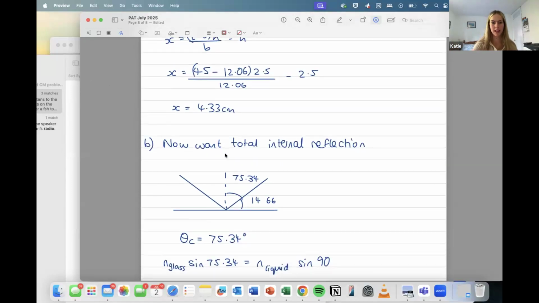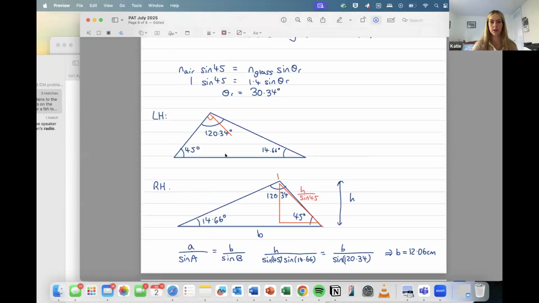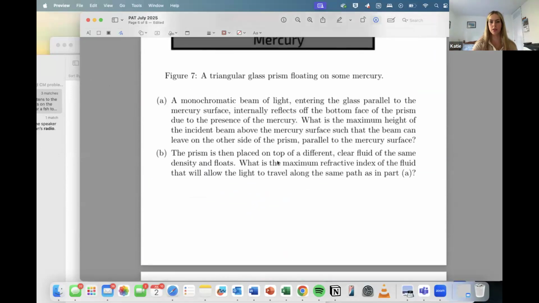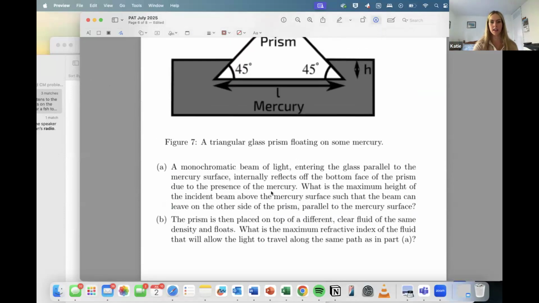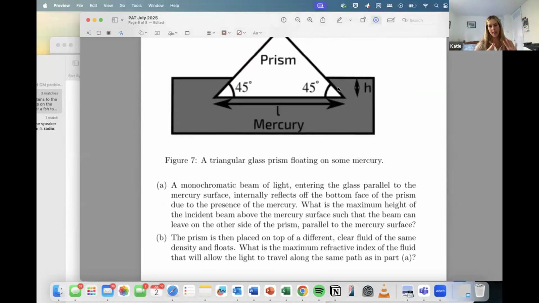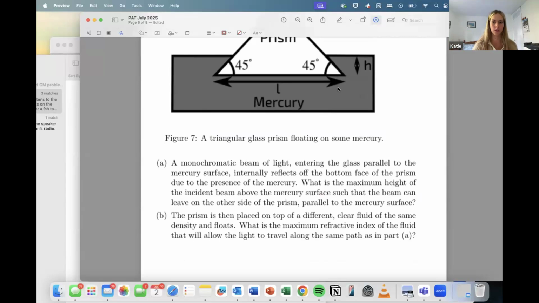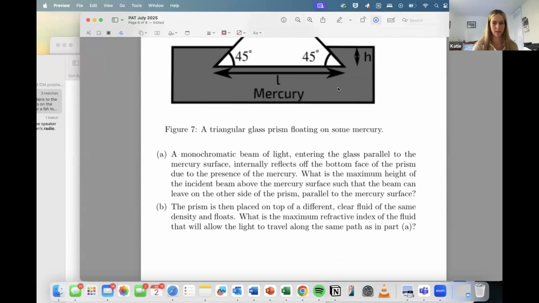So now we're replacing it with a liquid which doesn't reflect like mercury does. It's placed on top of a different clear fluid of the same density and floats. The fact that it's the same density is important because it means it's going to sit at the same height in the fluid. H is going to be the same, basically, is what the same density tells you. And it's floating.